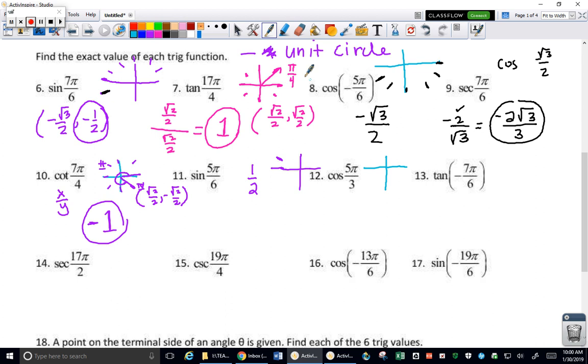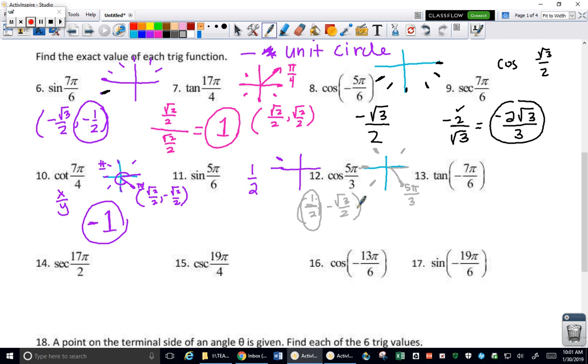Pi over 3, you should know, is 60 degrees, because 180 divided by 3 is 60. So there's 1 60 degrees, 2 60 degrees, 3 60 degrees, 4 60 degrees to 240, 5 60 degrees gets you to here. So here is 5 pi over 3, which has a point of 1/2 and negative root 3 over 2. That's the coordinate that goes along with 5 pi over 3 radians on your unit circle. And since cosine is the x value, the cosine at 5 pi over 3 is 1/2.